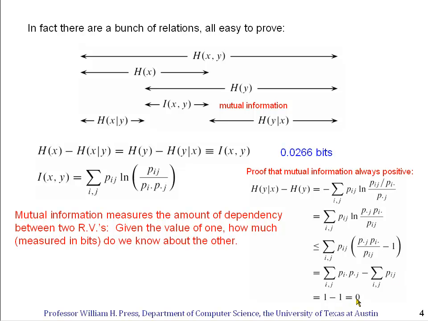So 1 minus 1 is 0, and therefore this thing is less than or equal to 0, and therefore the mutual information is greater than or equal to 0. So the picture always works.